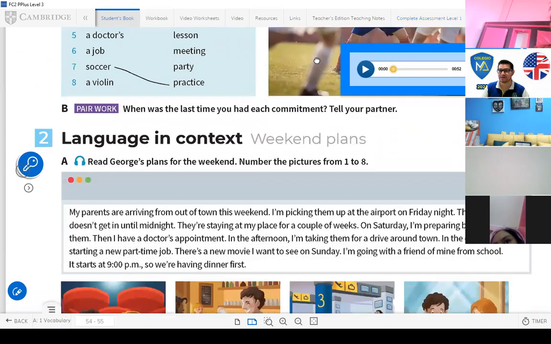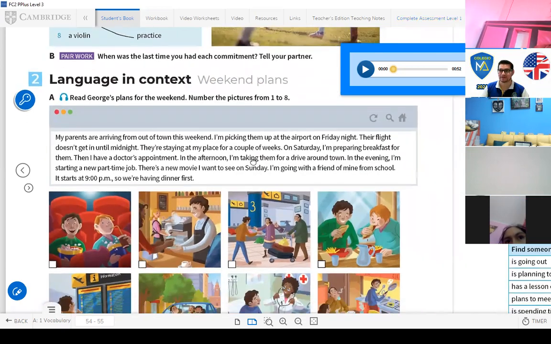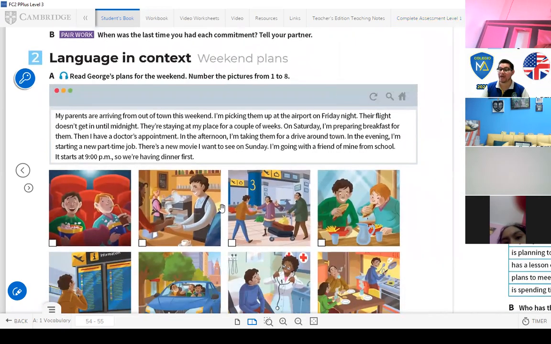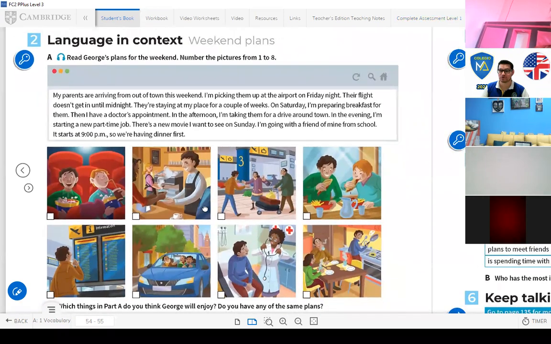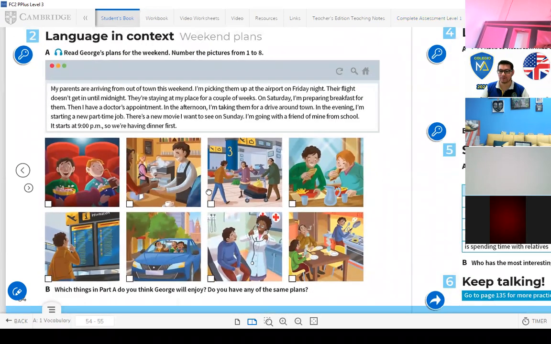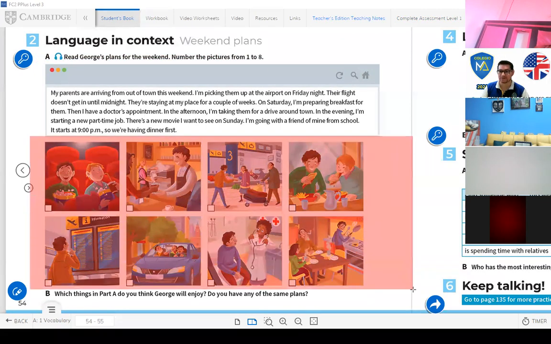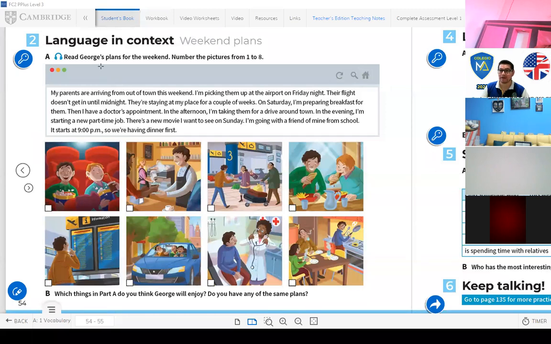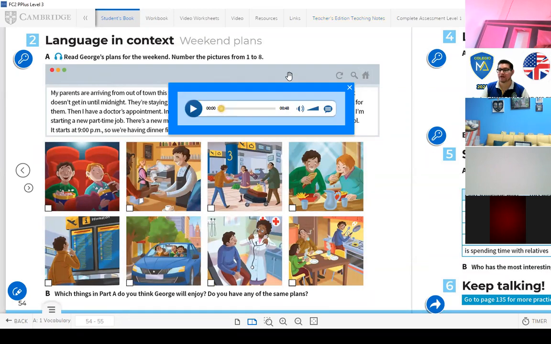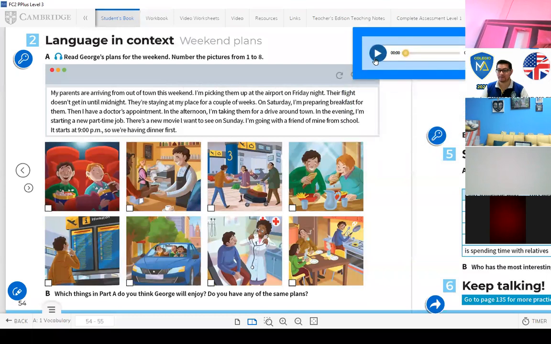I'm gonna erase this, and here we have the language in context. It says weekend plans. Okay, we have to talk about some weekend plans. Oh, what do we have? It says, Activity A, read your plans for the weekend. Number the pictures from 1 to 8. We have here the pictures, and we have to number them. Okay, so pay attention. That's it. Listen and read, okay? Page 54, Exercise 2. Language in context. Weekend plans.